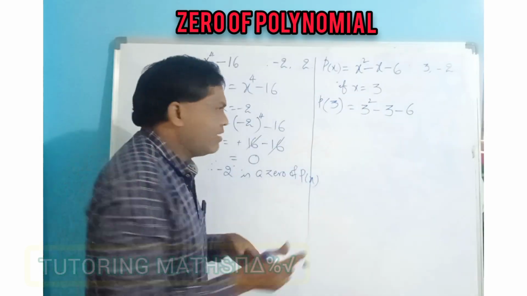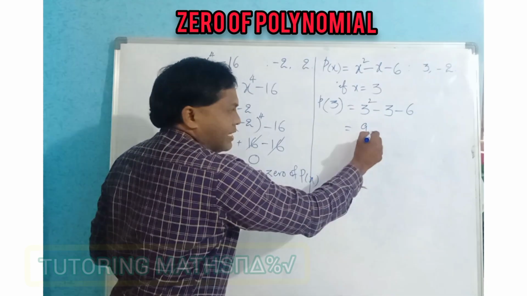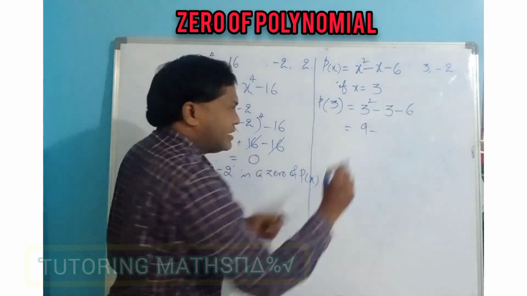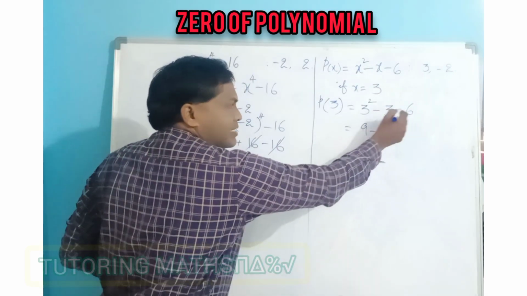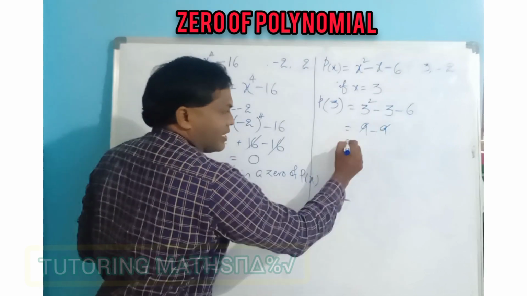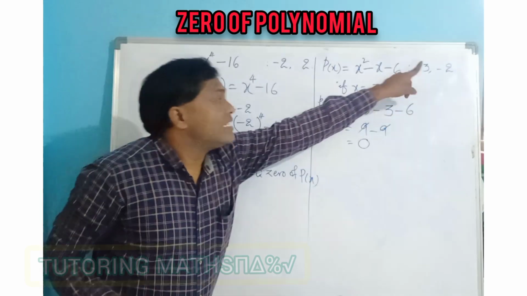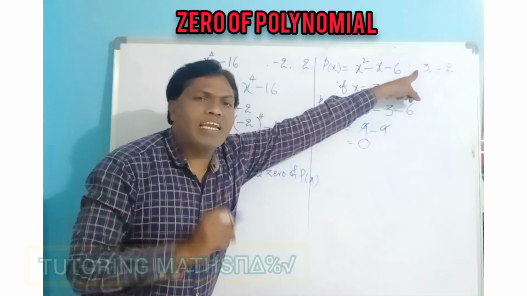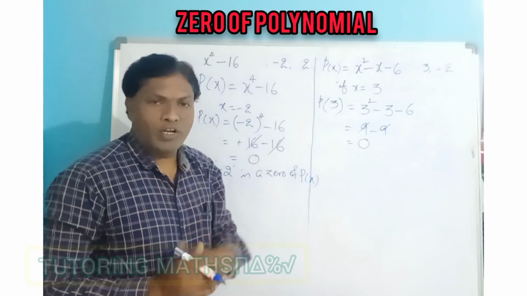Now just simplify the expression. 3 square is 9, minus 3, minus 6. Both are negative, so just find their sum. Minus 3 minus 6, you get minus 9. And 9 minus 9 is 0. So therefore, we can say that 3 is exactly a zero of the polynomial x square minus x minus 6.